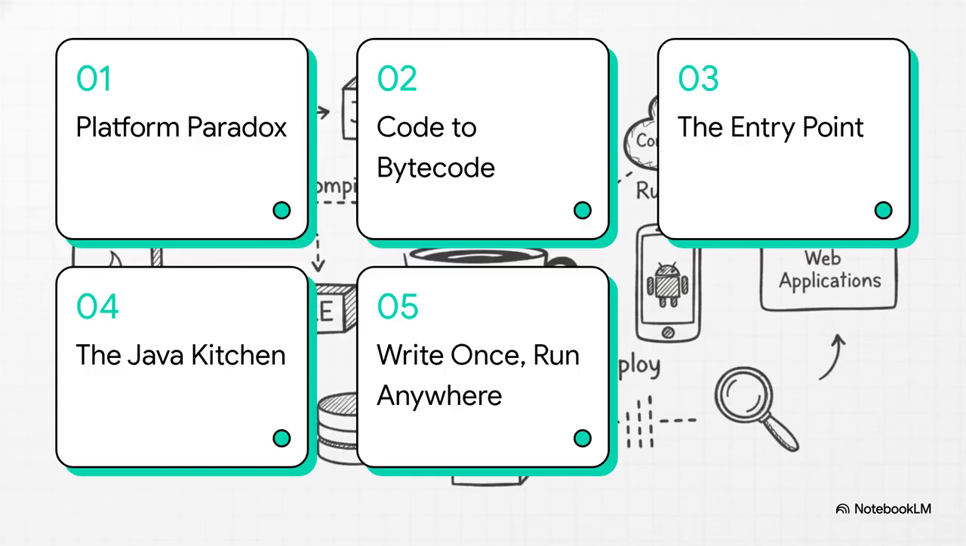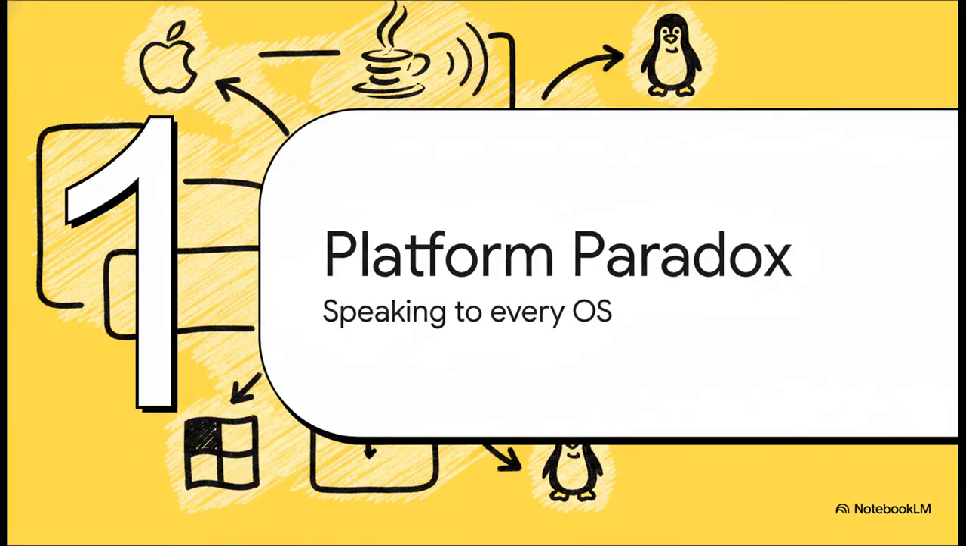Here's our roadmap to untangling Java's architecture. Number 1, the platform independence paradox. 2, from code to bytecode. 3, finding the entry point. 4, inside the Java kitchen. And finally, 5, write once, run anywhere. Starting with section 1, the platform independence paradox, and exactly how Java speaks to every OS.